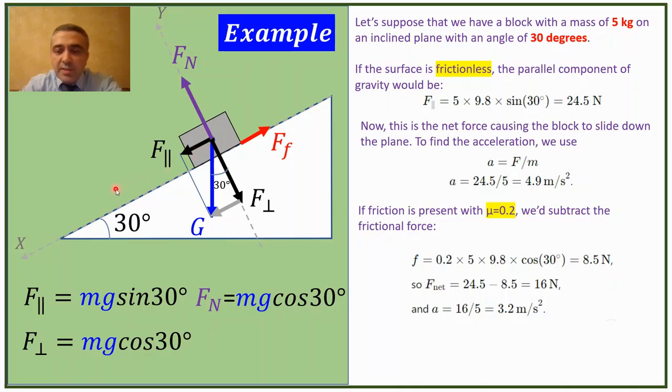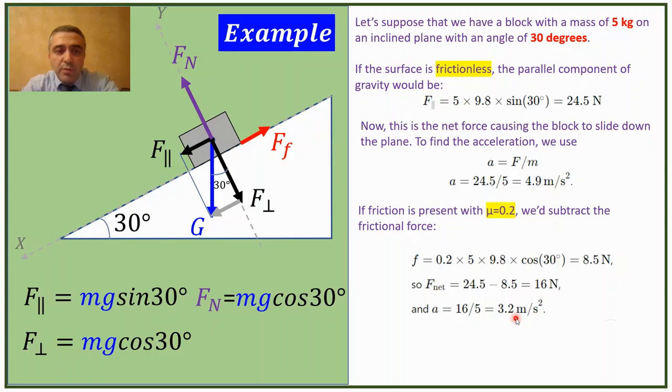With which acceleration? In order to find it, we have said that acceleration equals resultant force divided by mass. Resultant force for the second case is 16 Newton. So 16 Newton divided by 5, and it gives us 3.2 meter per second squared.